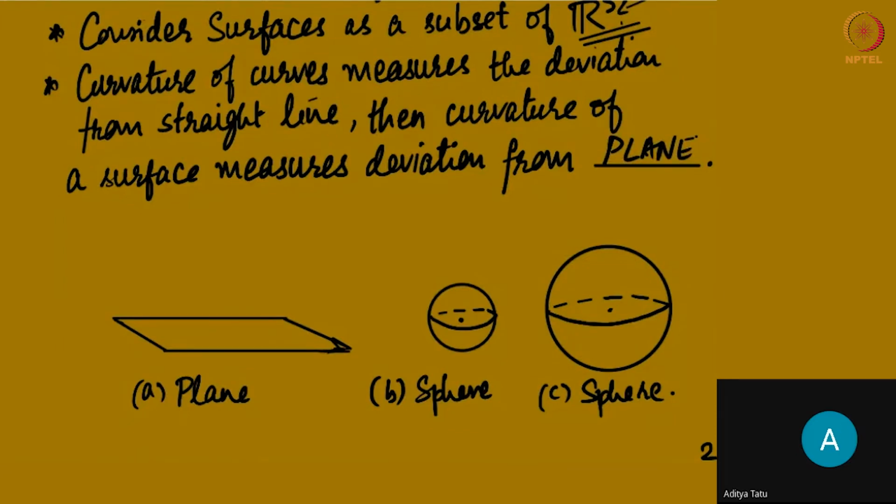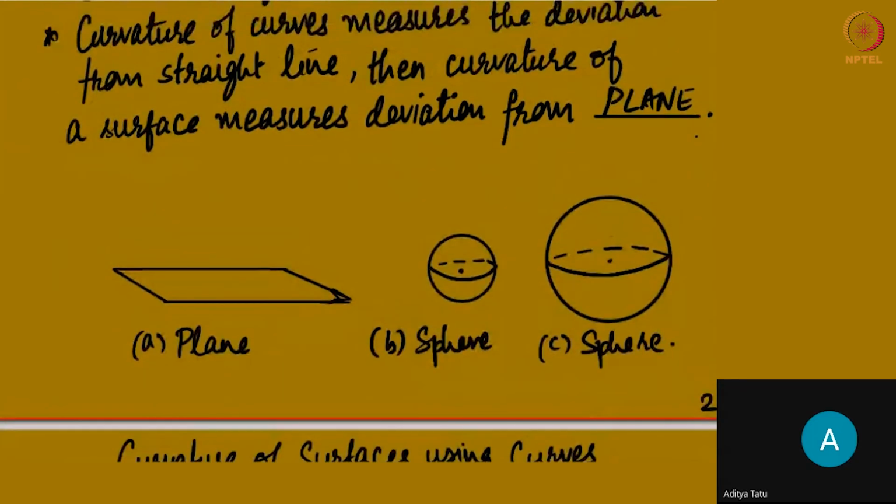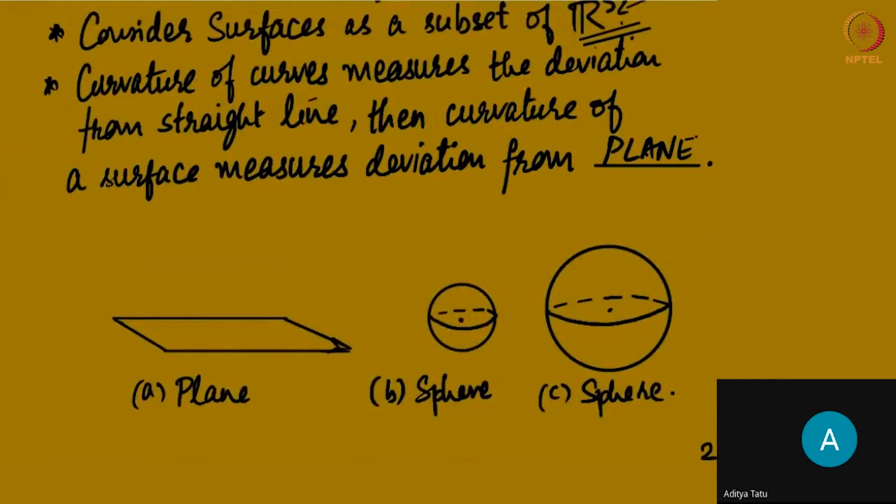And again, analogous to the examples that we gave for curves, if I have a plane, you would say curvature should be 0. If I have a small sphere, again, when I say sphere, I am looking only at the surface of the sphere. Don't consider the volume properties here. Only points lying on the surface of the sphere.